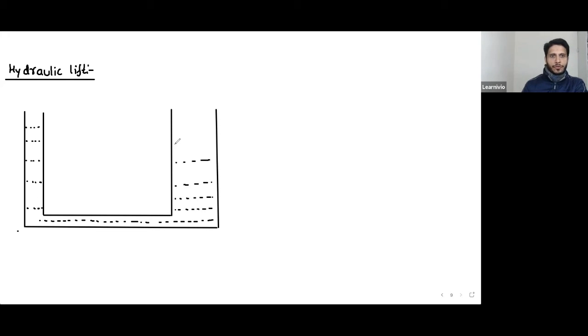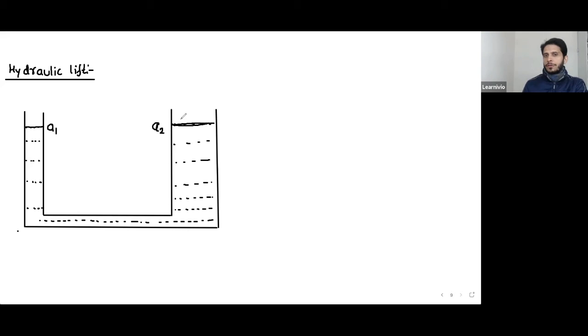So this is fluid filled. This is one piston here, the piston having the smaller area of cross section. This is the wider piston. The area of cross section of the smaller piston is, let's say, A1. Of the wider piston, the area of cross section is A2.